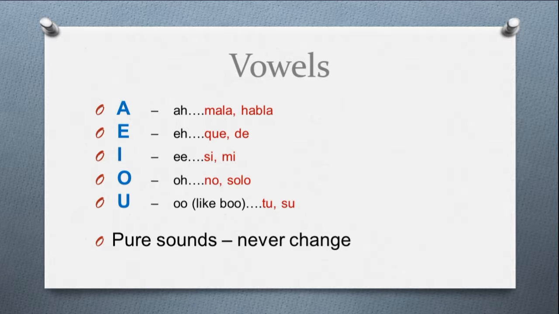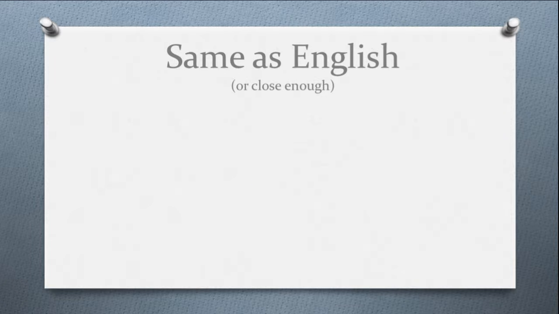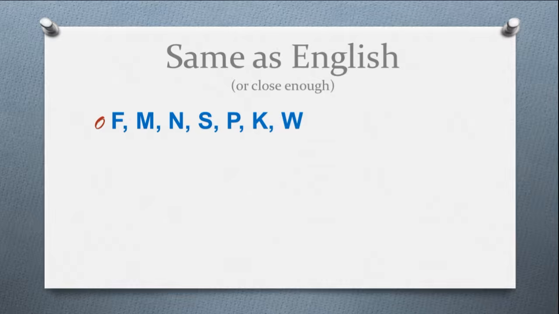One little point that can be confusing, the letter that looks like an I in English is pronounced E and makes the E sound. So that may take a little getting used to, but take note of that. Here are some letters that are the same as English. All of these make the same sound as English, or close enough to where you really don't need to worry about the difference initially.